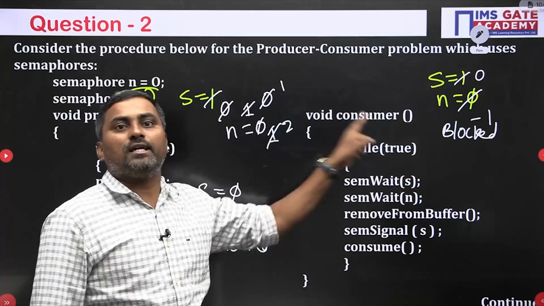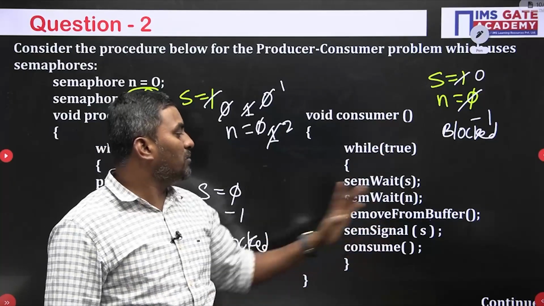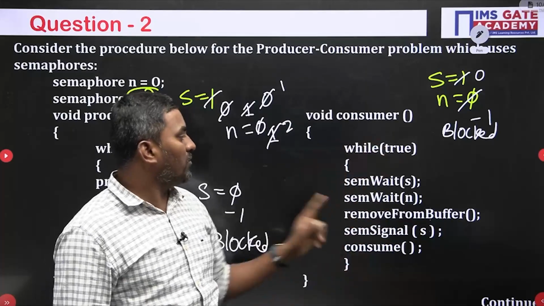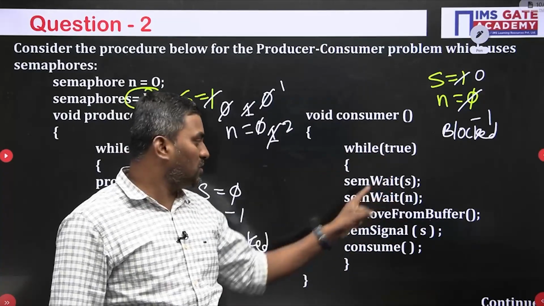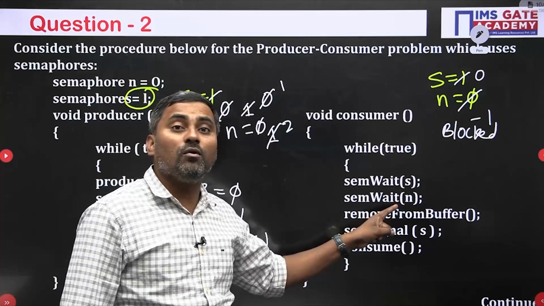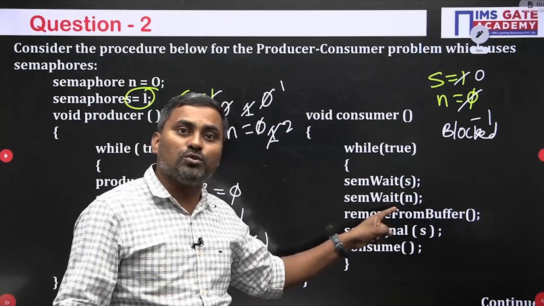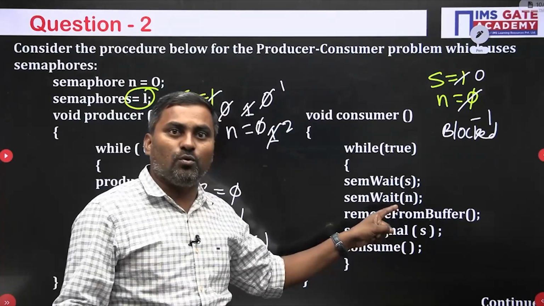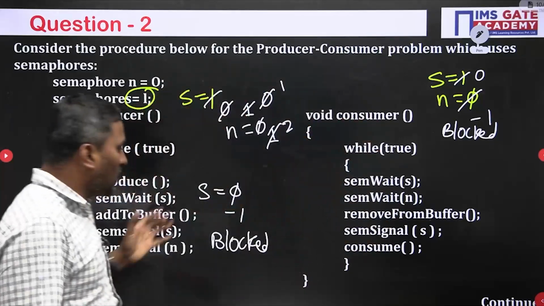Then suppose second time repeated. So S became 1, again while 1. So S equal to what? 1 down 0, successful. Now wait on N. N value how much now? Already it was 1, reduced to 0, now 0, 0 down, blocked. Then producer comes, it gets blocked or not.